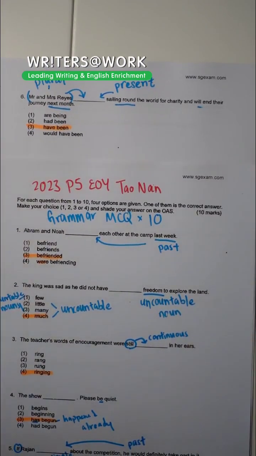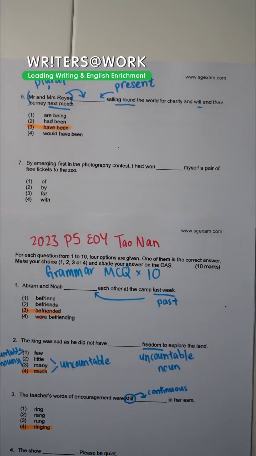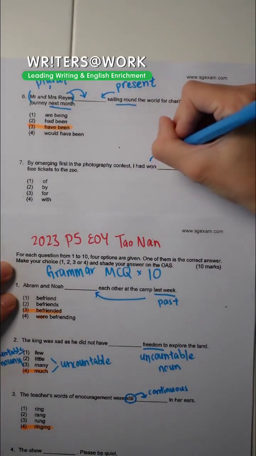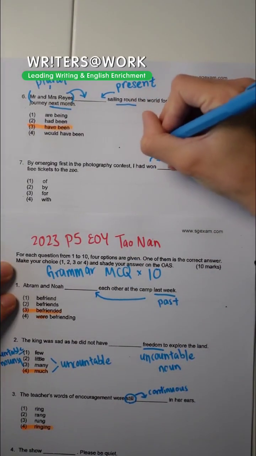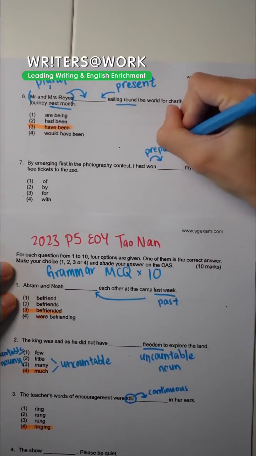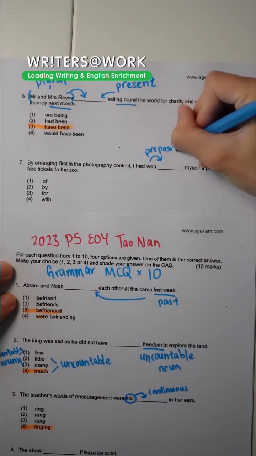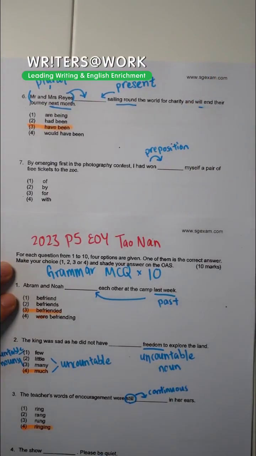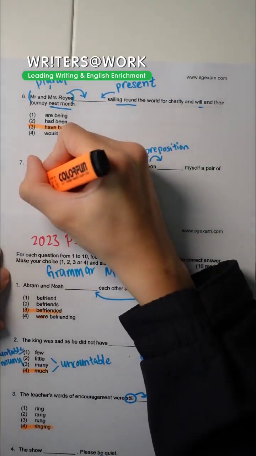Okay. Question 7. By emerging first in the photography contest, I had won blank myself a pair of free tickets to the zoo. Okay. So this is a preposition use question. The preposition used over here: to win blank yourself. In this case here, you should use the preposition for.